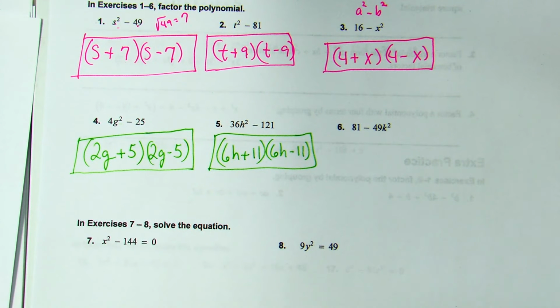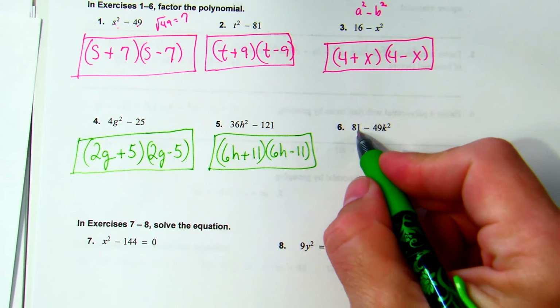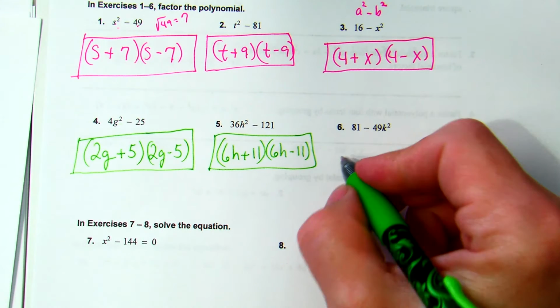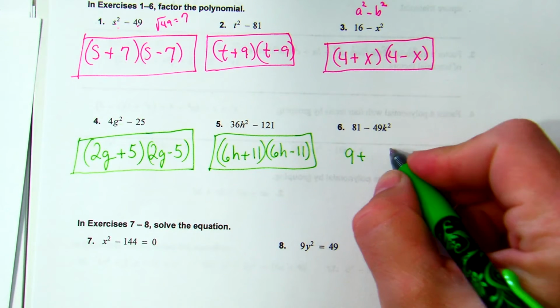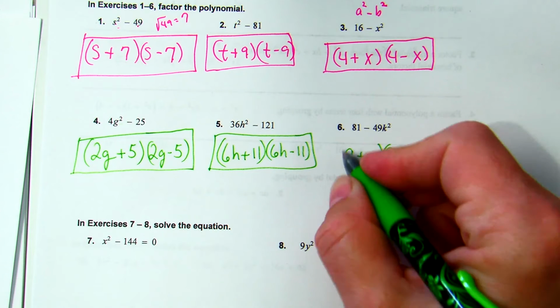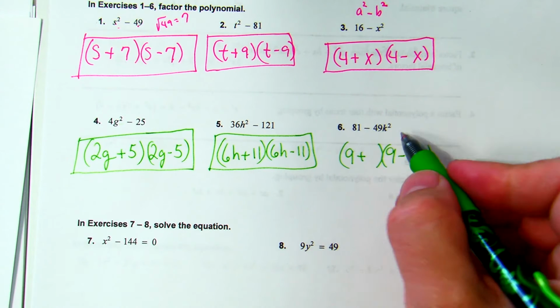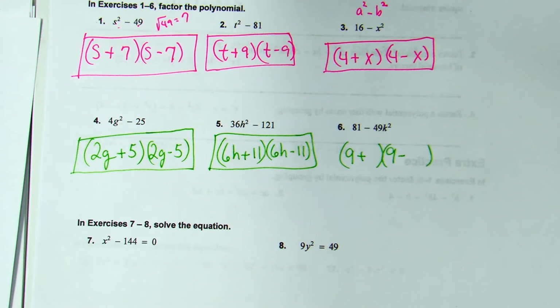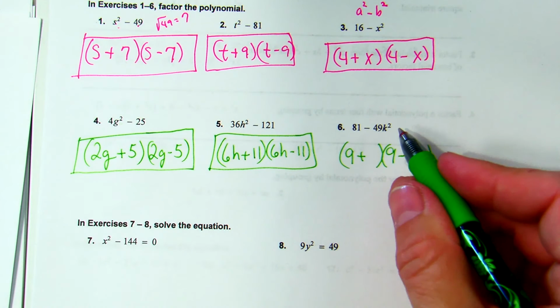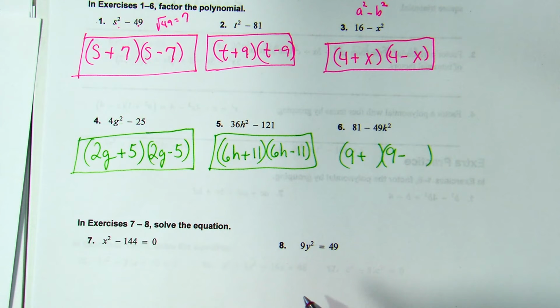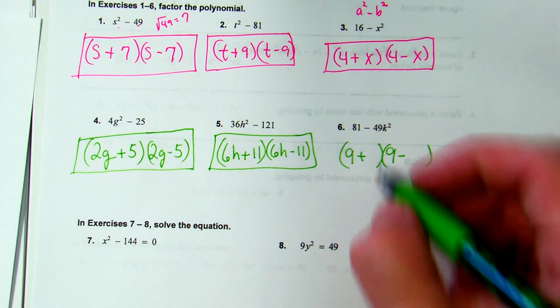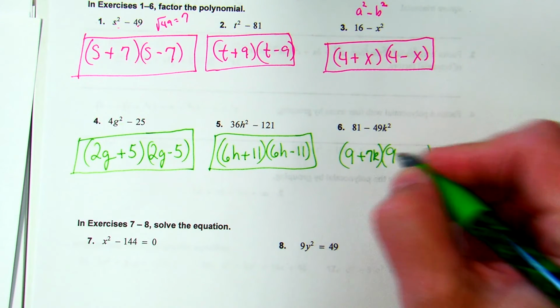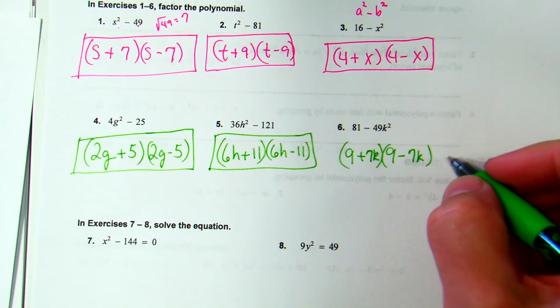All right, number 6. What is the perfect square of 81? We already said that was 9. So we're going to have 9 plus something, 9 minus something. And what is the square root of 49k squared? 7k, right? Because 7k times 7k would give me 49k squared. So we'll have a 7k there, and we'll have a 7k there.